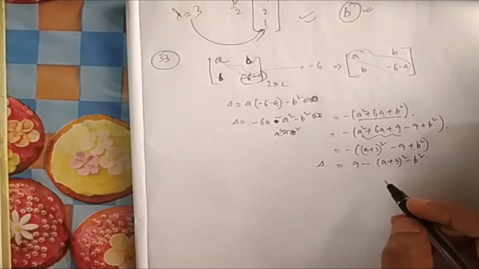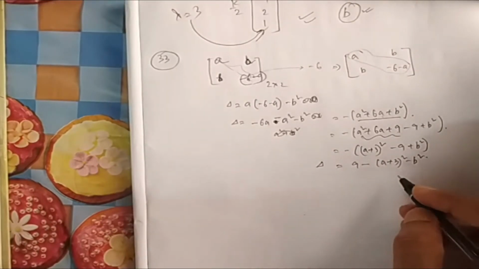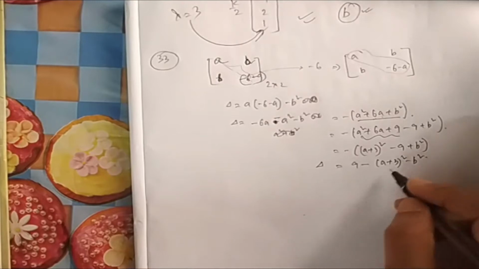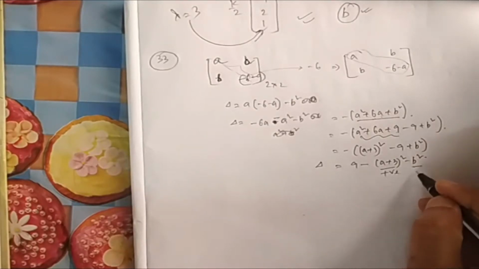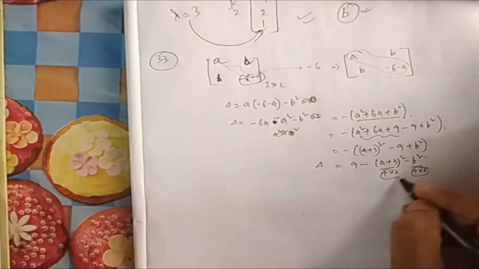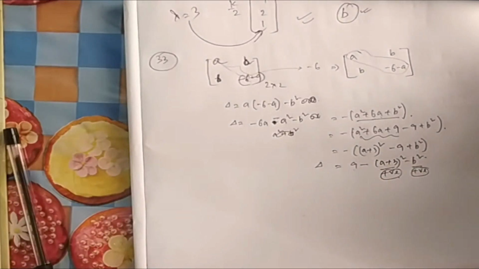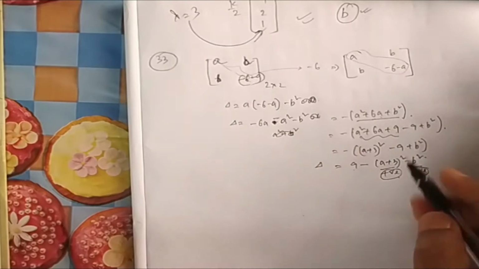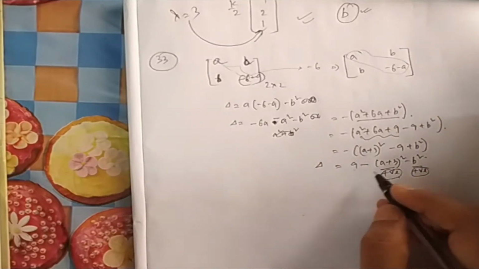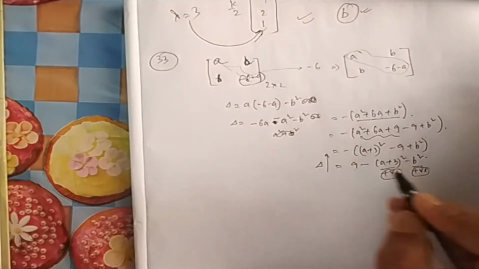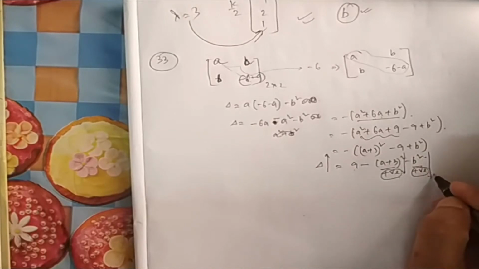That is the determinant. Now you can see the determinant here. This is positive, this is also positive. So the positive things are going to be deducted from 9. So it will be reducing from 9. So what will be the maximum value? This will be maximum when these two are at minimum.